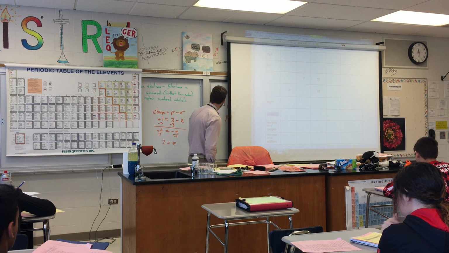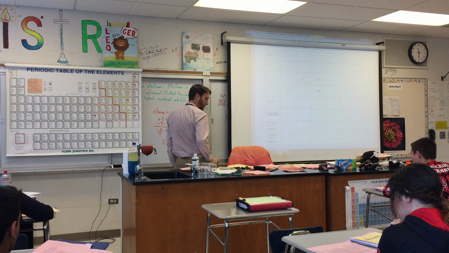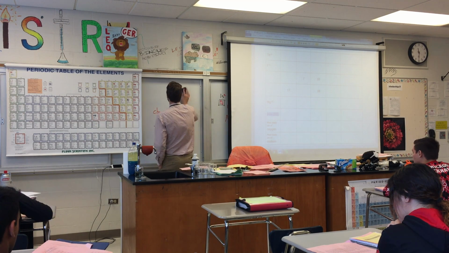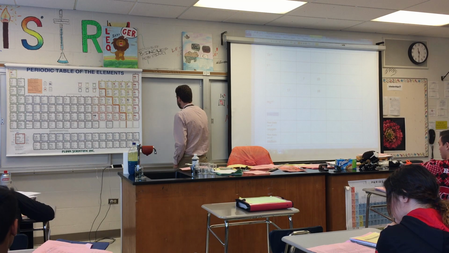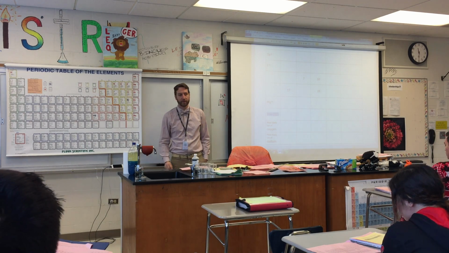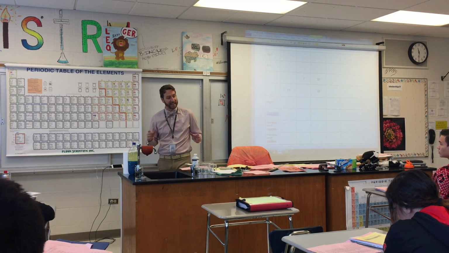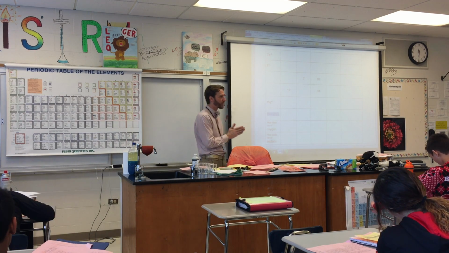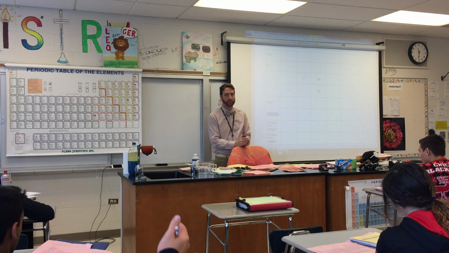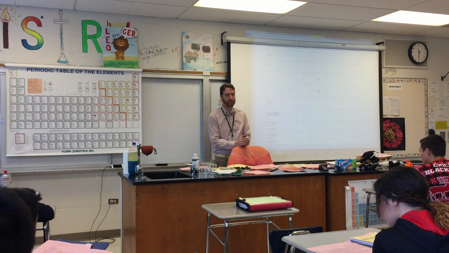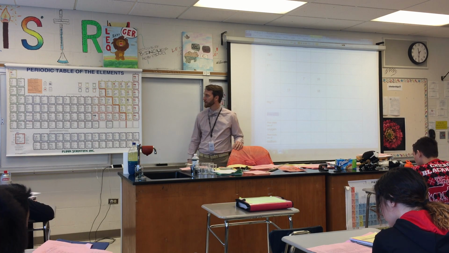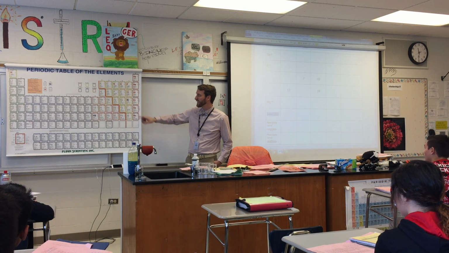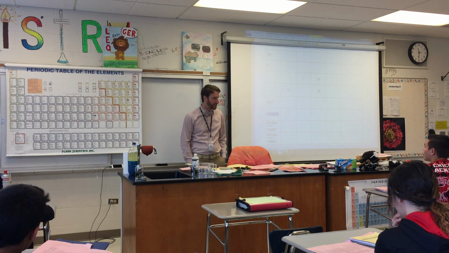Everybody find iron on a periodic table. How many electrons does iron have? 26. 26 protons, 26 electrons when it's neutral. To be like a noble gas, iron would have to do what? It could lose 8 and be like argon. It could gain 10 and be like krypton.